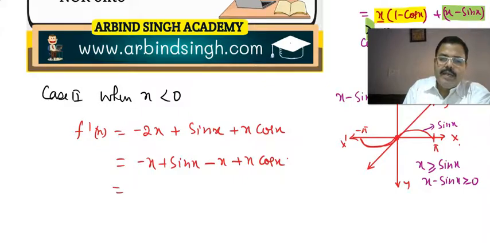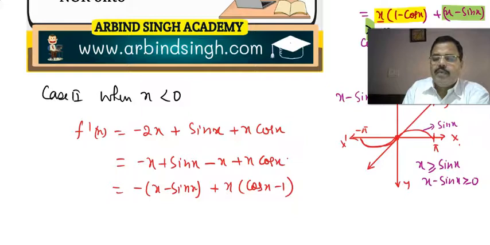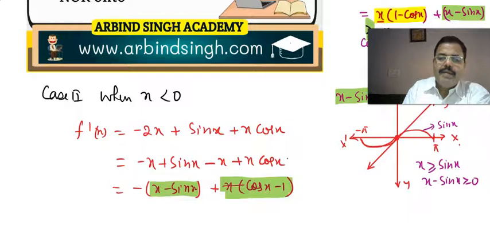This can be written as minus x minus sin x, plus x cos x minus x, and if I take x common, this is x times cos x minus 1. Cos x minus 1 is always negative, because the maximum value of cos x is 1, so 1 minus cos x is positive, but cos x minus 1 is always negative. And x is negative itself, so negative multiplied by negative, this whole expression will be positive, isn't it? And x minus sin x, as I told here, is negative, and negative multiplied by negative is also positive. So overall, this is also greater than 0.